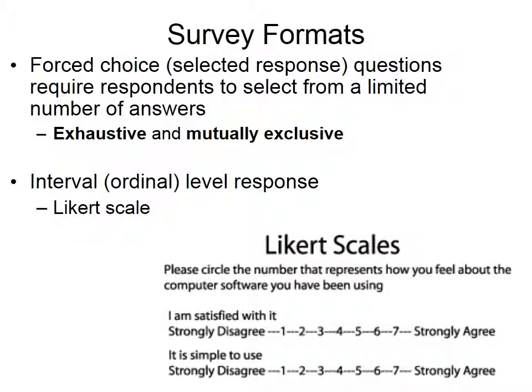Another common response format is attitudinal scales, and the most common one for that is the Likert scale, where people are responding on a strongly agree to strongly disagree scale, usually numerical between 1 and 5 to 1 to 7, though they can be shorter or longer. And we're measuring their endorsement of a factual statement. So, I am satisfied with the computer software I'm using. Strongly disagree to strongly agree. So someone that wrote down a 7, strongly agree, is someone that is very satisfied with that product. Someone that writes down a 1 is very unsatisfied with that product.